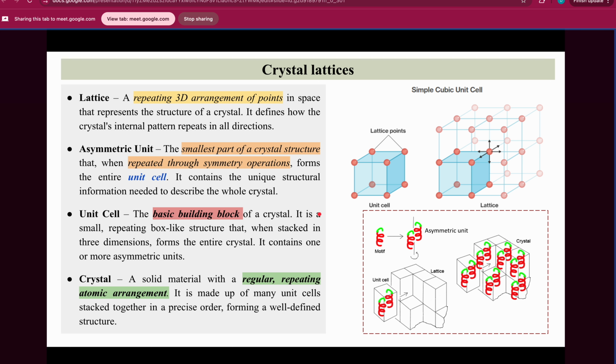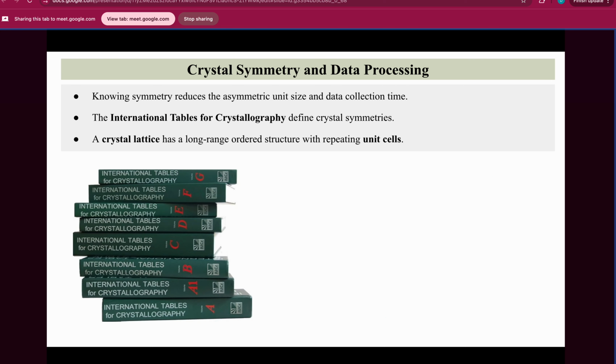Thank you. So I hope now it is clear what an asymmetric unit is, what a unit cell is, and how different unit cells combine together to form a crystal lattice. Lattice is just a term used to define the 3D arrangement, and crystal is the outcome, the structure which is formed. So now, why is crystal symmetry important in data processing?